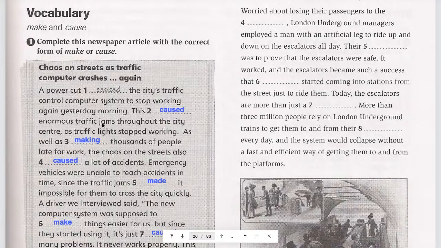Why do you know that's in the past? Which word? Yes, yesterday morning. Underline that. We know that this happened yesterday morning. So that's the past, right? So we need to use caused. It's that simple, alright?